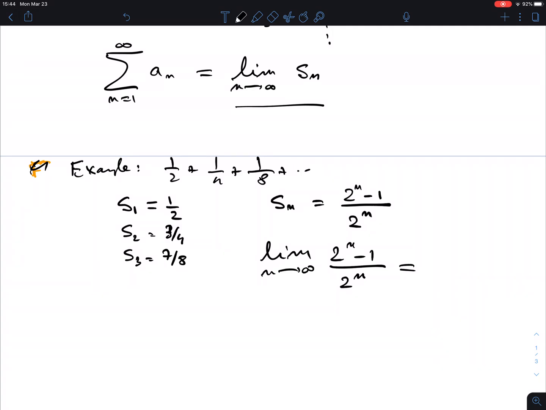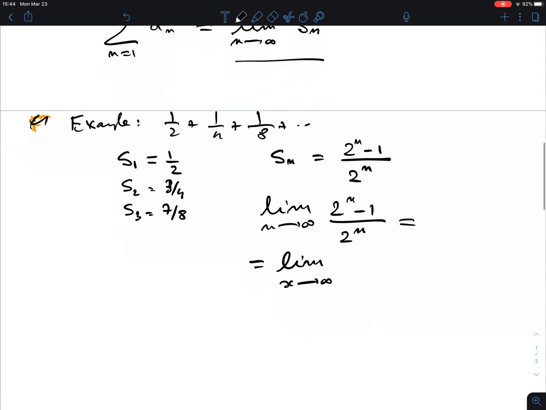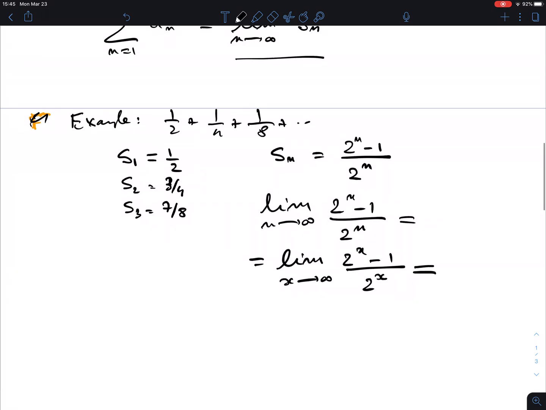To do that, I should write it as a function, not in n, but as a real function in a variable x. I'm just doing that to make everything correct, because other people are going to watch this movie and they'll say, hey, what are you doing? So I have to make sure I do everything correctly. This is now a continuous function whose limit I calculate, and for that I can use L'Hopital's rule.